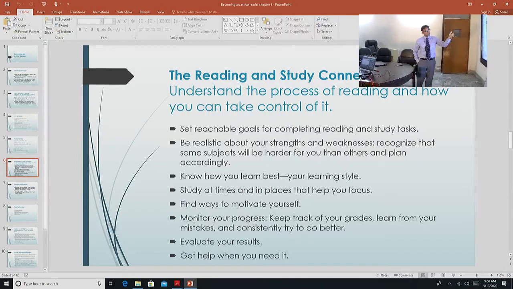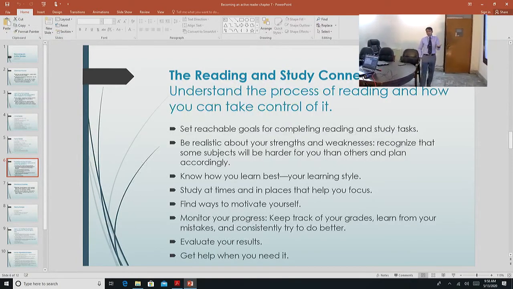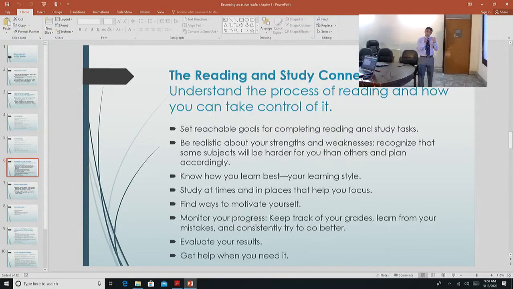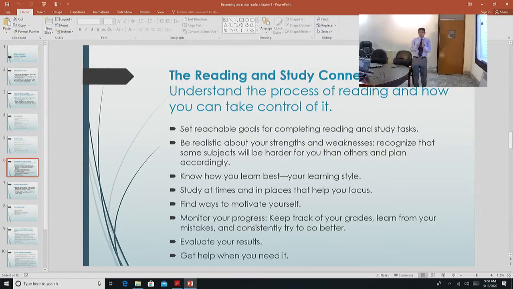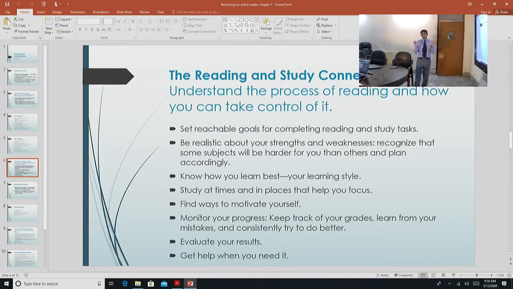Study at times and in places that help you focus. I have just shared my experience. So study at times, choose those times, okay, when you feel that you can concentrate. Choose a place in the house when you feel that there is no noise and you can concentrate and nobody is going to disturb you. Turn off your mobile, okay. Tell your family that I need your help. You should not disturb me. And this is my study time. And I am reading, so you should not disturb me.